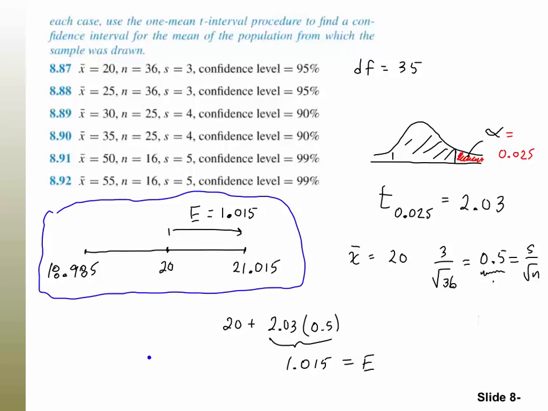Okay, I want you to do for your sheet, we're going to do two more examples. So the first one we're going to do for your sheet is 890. Do this one.